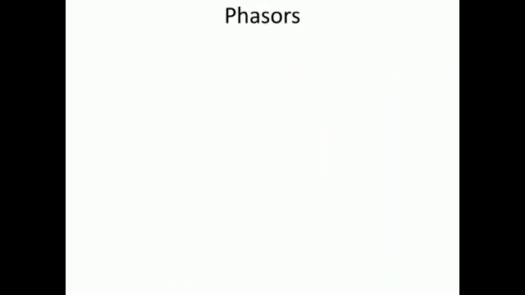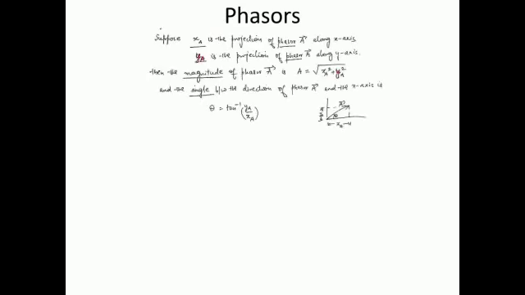Now, complex quantities in AC circuits can be added and subtracted just like coplanar vectors. And coplanar vectors, which represent sinusoidally time varying quantities, are known as phasors. So let us suppose XA is the projection of phasor A along the x-axis. You can see it in the diagram given at the bottom. And YA is the projection of phasor A along the y-axis.